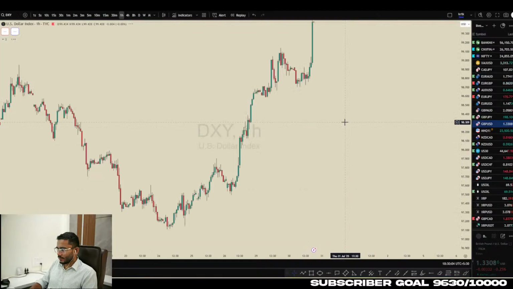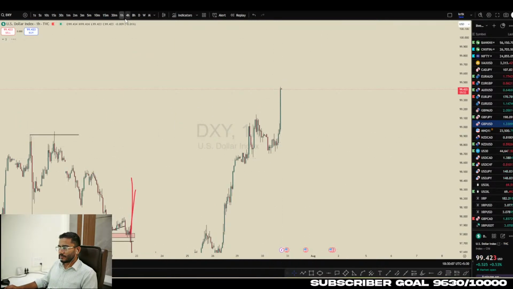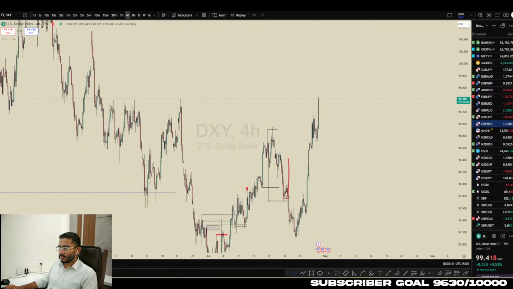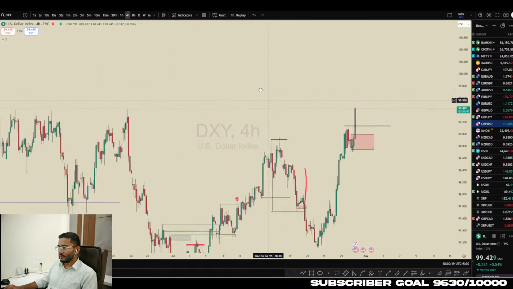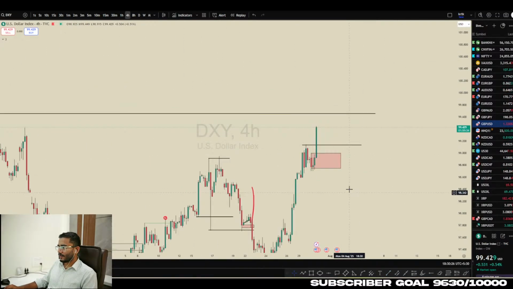So the DXY, what is DXY doing? Price broke the structure, creating a new order block over here. And there's an imbalance between the structure. So it can target this next high.